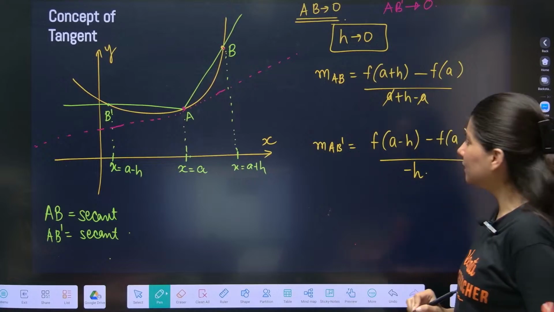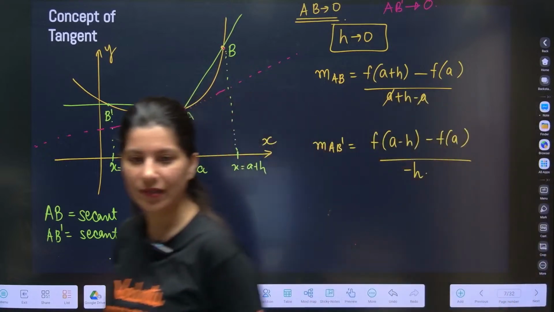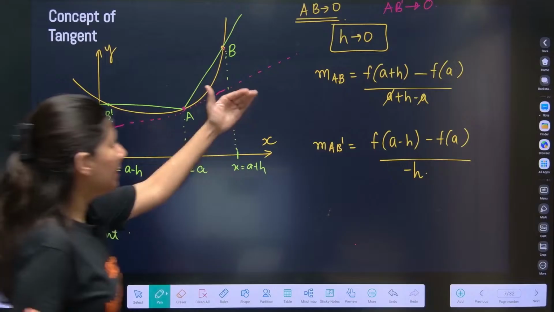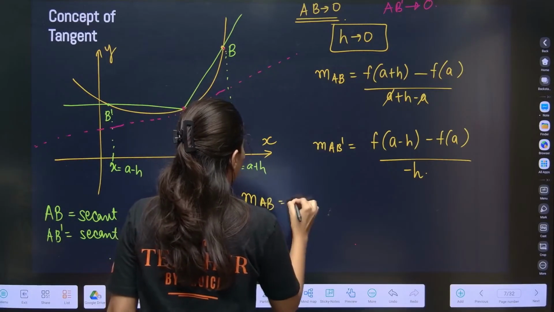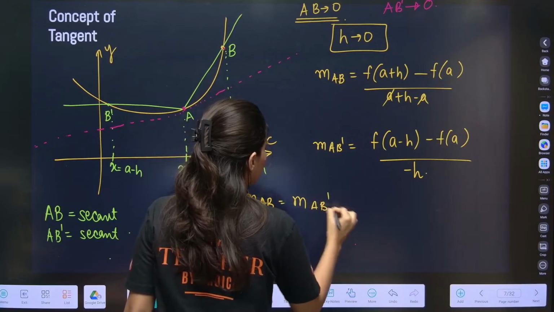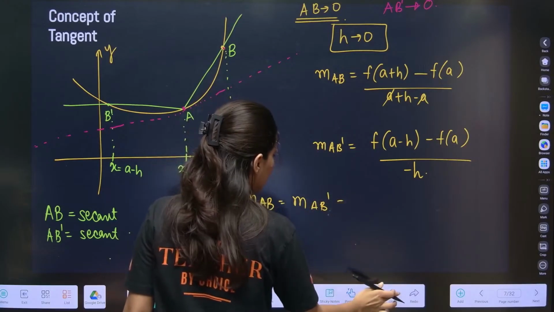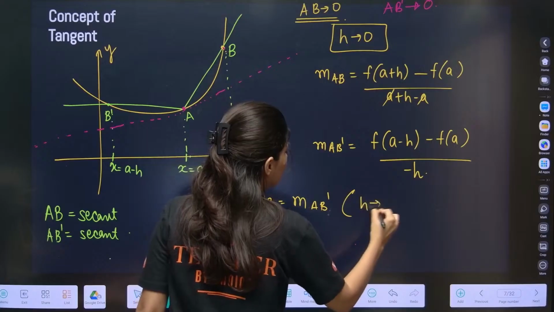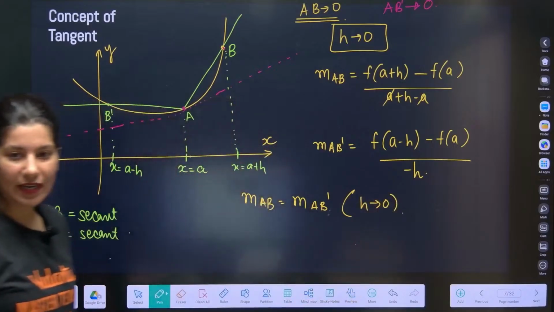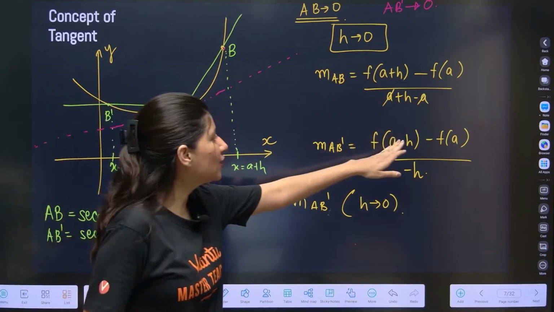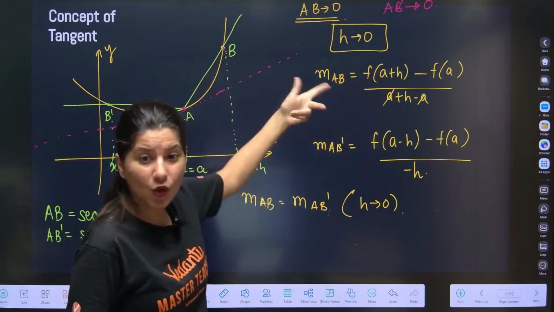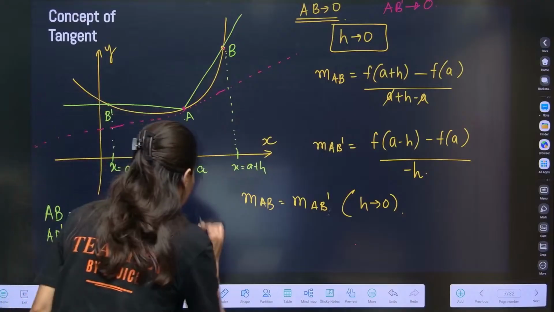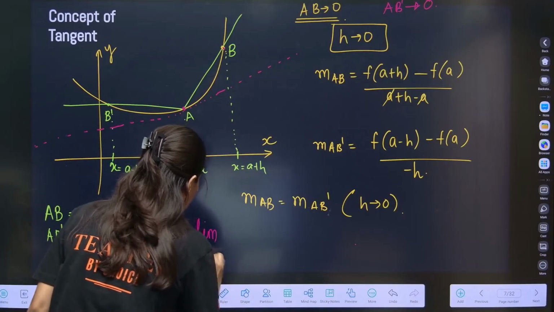Yes or no? Yes. Now, MAB and MAB dash should be equal, given that h is tending towards 0. Right or wrong? The moment I put h equals 0, these two lines will become the same. So I need to equate the slopes. So let's do that. Now limit will come into the picture. Limit h tends to 0.